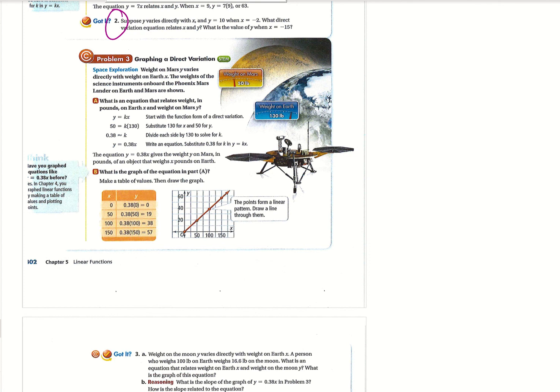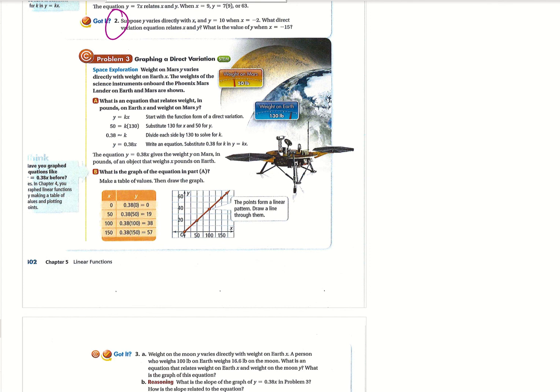Okay, so now that you're calm and collected again, we have space exploration. The weight on Mars, y, varies directly with weight on Earth, x. The weights of the science instruments on board the Phoenix Mars lander on Earth and Mars are shown.